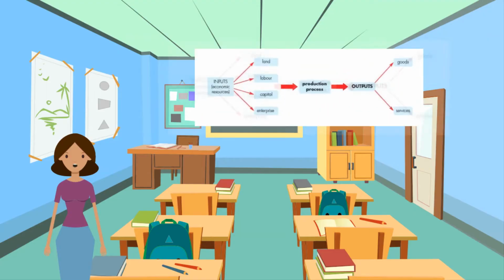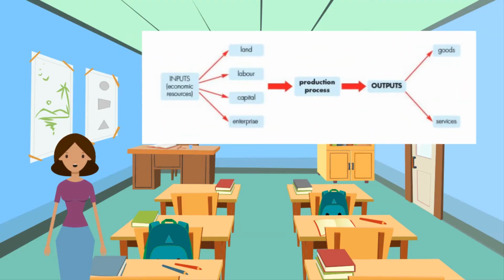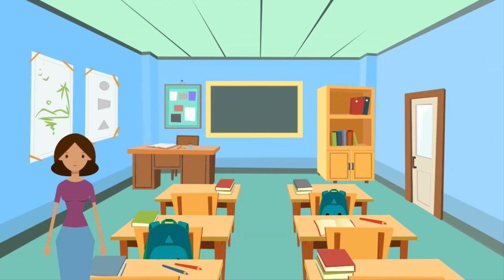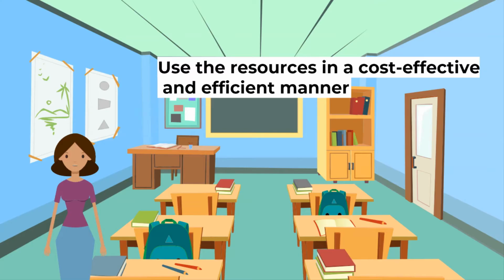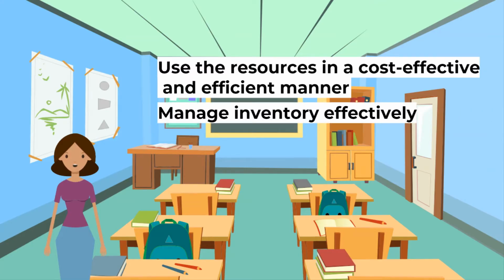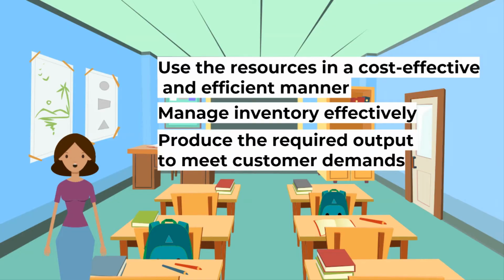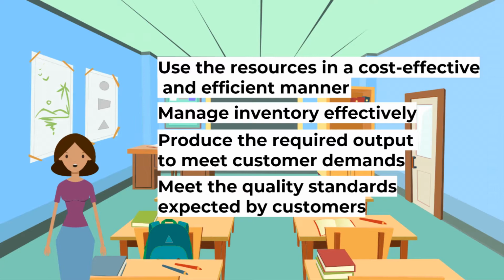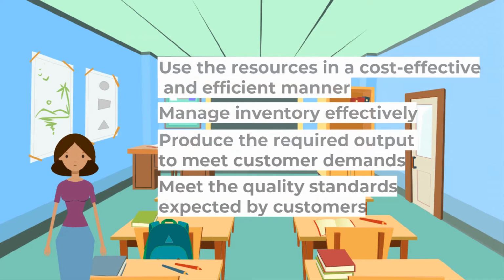Production is the effective management of resources in producing goods and services. The operations department in a firm oversees the production process. They must use the resources in a cost-effective and efficient manner, manage inventory effectively, produce the required output to meet customer demands, and meet the quality standards expected by customers.